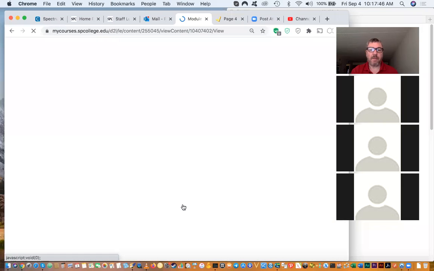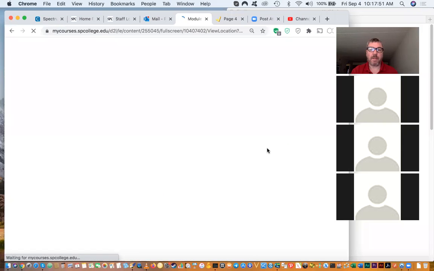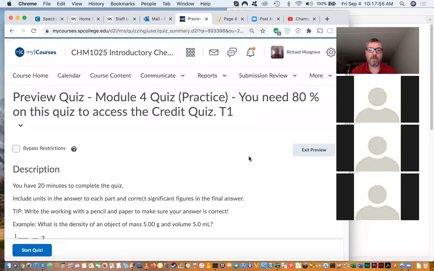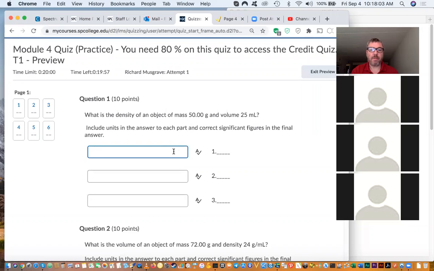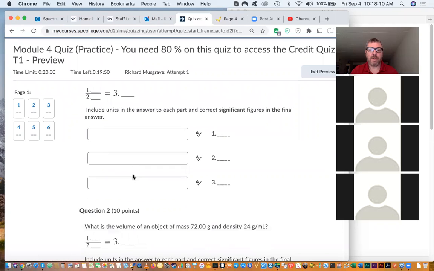You have to be a bit careful with sig figs here. That's where a lot of people end up getting points off, because they don't obey the sig fig rules that we talked about. But the setup's very similar to what you've seen before for Module 3, where you type in what these are, leave a space between the number and the unit in each case, come up with the answer, and make sure the answer has the right number of significant figures.